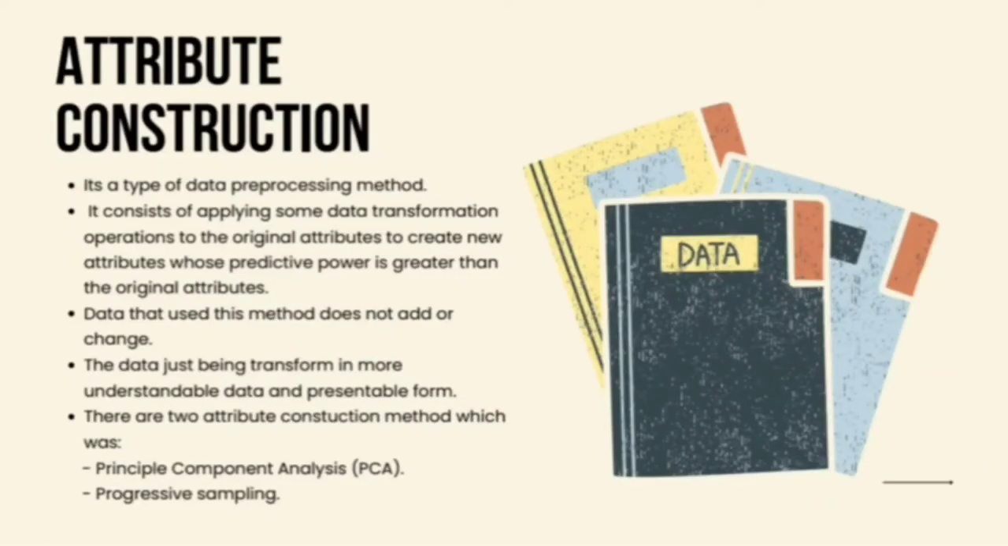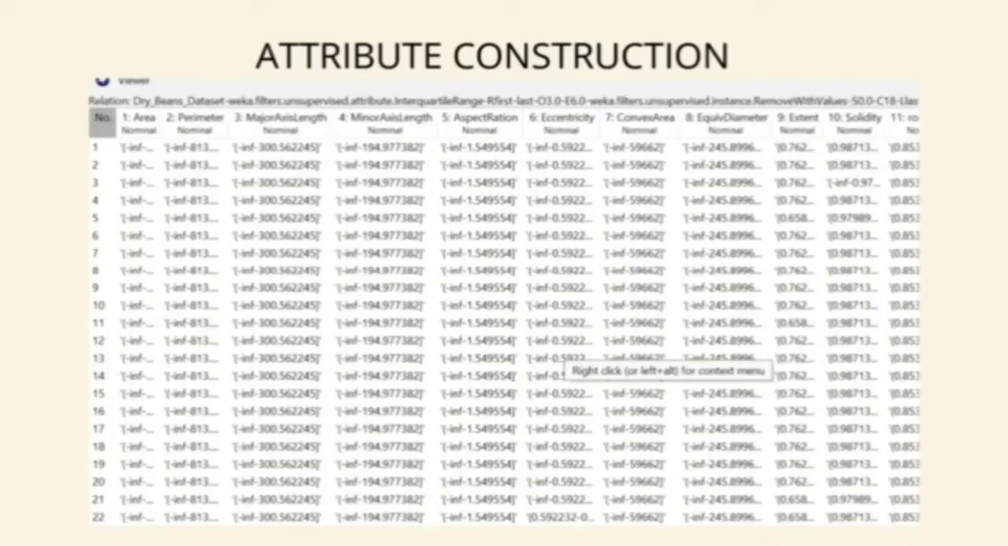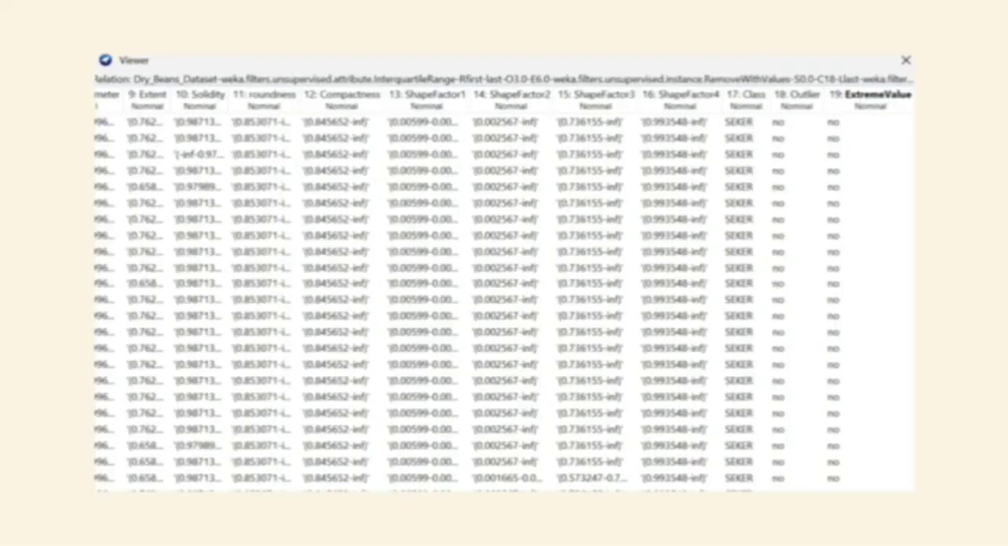Attribute construction. Attribute construction is a type of data pre-processing method. It consists of applying some data transformation operation to the original attribute to create a new attribute whose predictive power is greater than the original attribute. Data that uses this method does not get added or changed. The data is just transformed into a more understandable and presentable form. There are two attribute construction methods: principal component analysis, PCA, and progressive sampling. From here, we can see the attribute construction data.